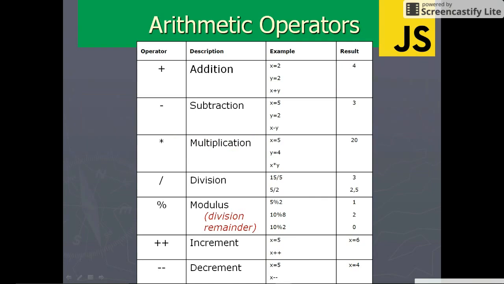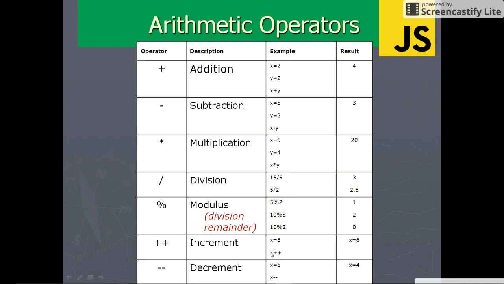JavaScript operators. The first to come is arithmetic operators. Arithmetic operators can be addition, subtraction, multiplication, division, modulus, increment, or decrement. You might have known addition, subtraction, multiplication, division, but this might be a new thing to you, modulus. Modulus is the remainder after division. So if we have to take 5 modulus 2, then the answer would be 1, because on dividing 5 by 2, the remainder is 1. Similarly, you can check this out.